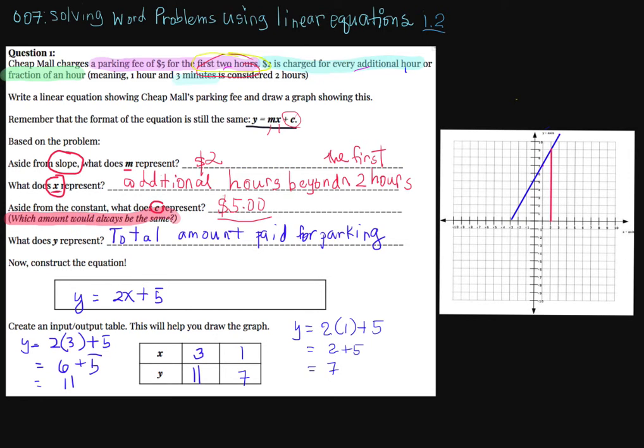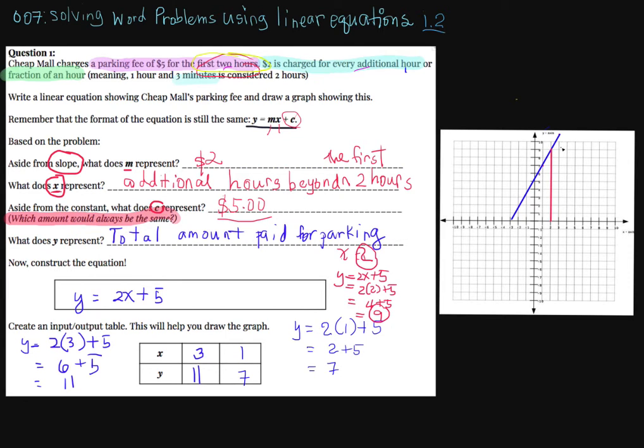Now, if you don't believe me, let's check. What will y be if x is equal to 2? So y equals 2x plus 5 equals 2 times 2 plus 5 equals 4 plus 5. Y is equal to 9. So when x is equal to 2, y is equal to 9. X is 2, y is 9.